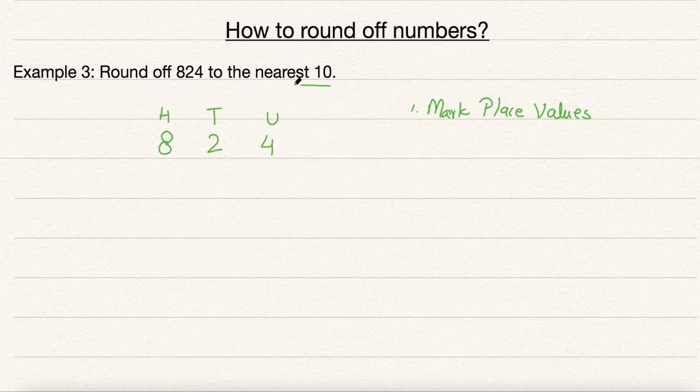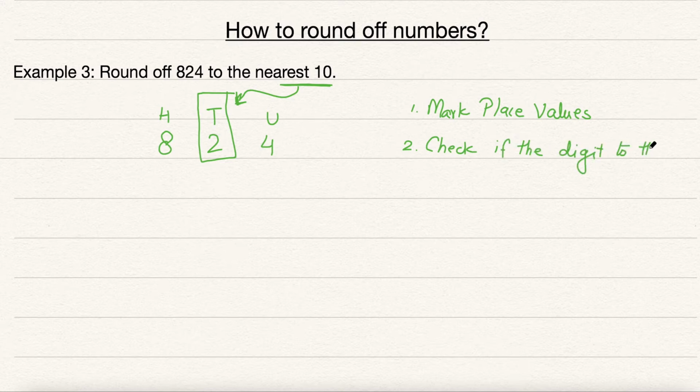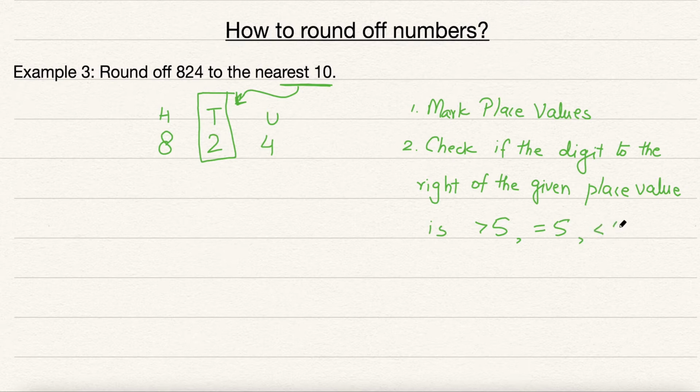Since you need to round off the number to the nearest 10, the number that we will focus on is this number. That is the tens digit. Since we need to round it off to the nearest 10, we will focus on the tens digit. The second thing that you need to do is check if the digit to the right of the given place value is greater than 5, equal to 5, or less than 5.